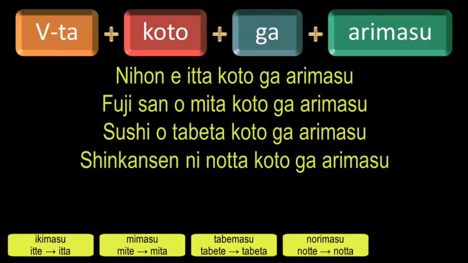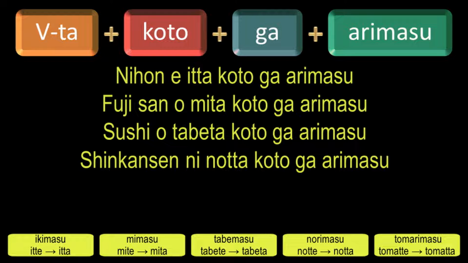Let me go to the next example. The verb tomarimasu means to stay, say for example in a hotel. The te form is tomatte and the ta form is tomatta. By adding koto ga arimasu, we will get tomatta koto ga arimasu, which means I have stayed.